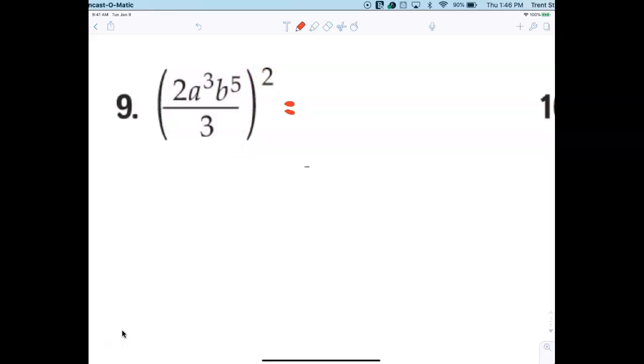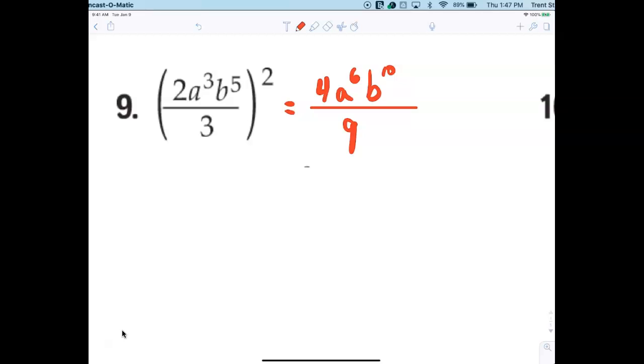So you have to remember what the rules were from yesterday. So Thomas, what is 2 squared? 4. A to the what power? Good. B to the what? And then over what number? 9. That's it, guys. That's all there was to that.